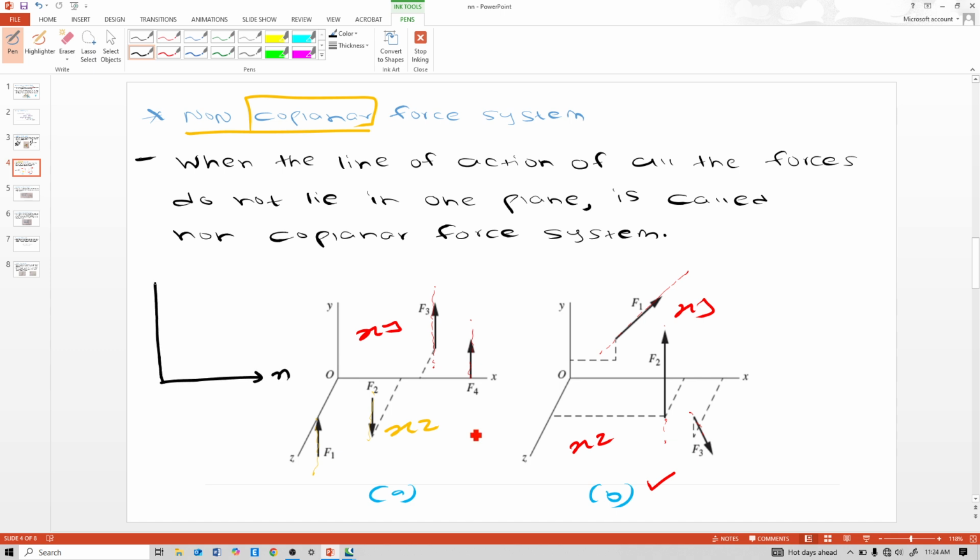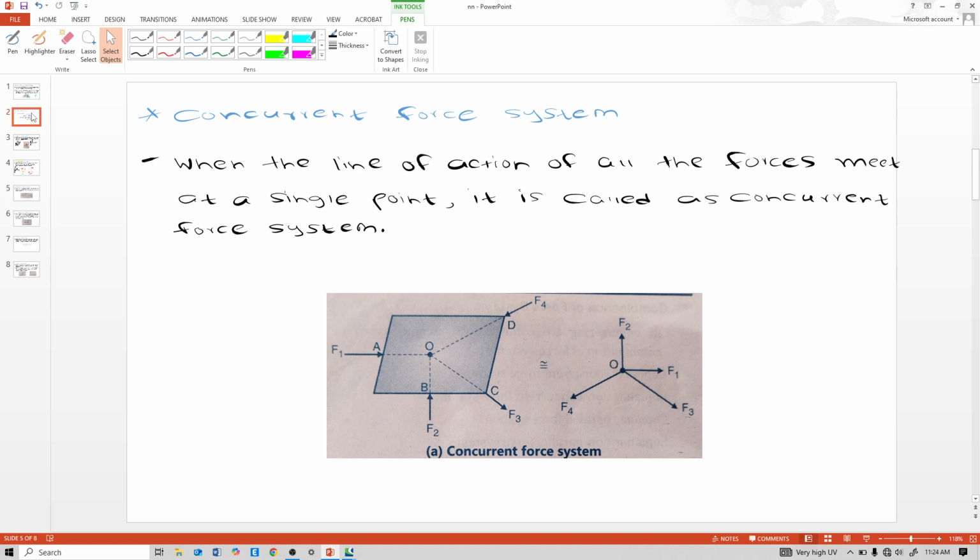This is the x, y, and z plane. If one force is here and another here, then this is also a non-coplanar force system, because forces are acting on the xy plane and on the yz plane, on more than one plane, so that's why it is a non-coplanar force system. Now we will move towards the next, concurrent force system.